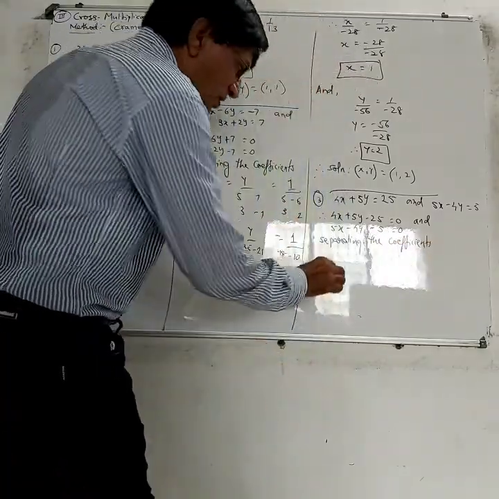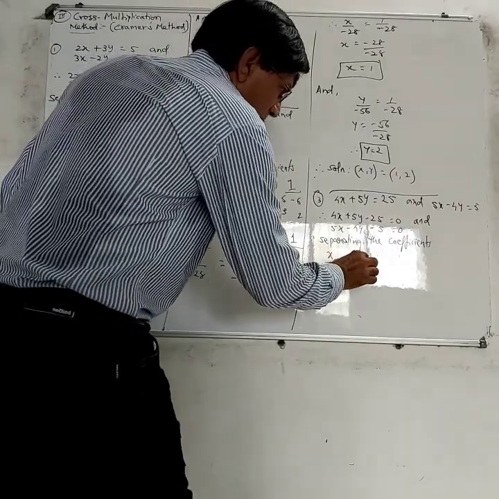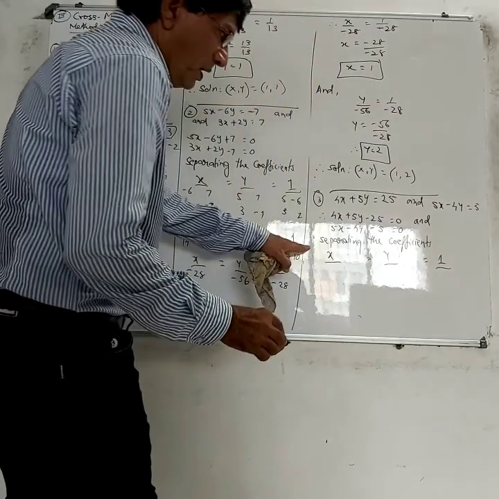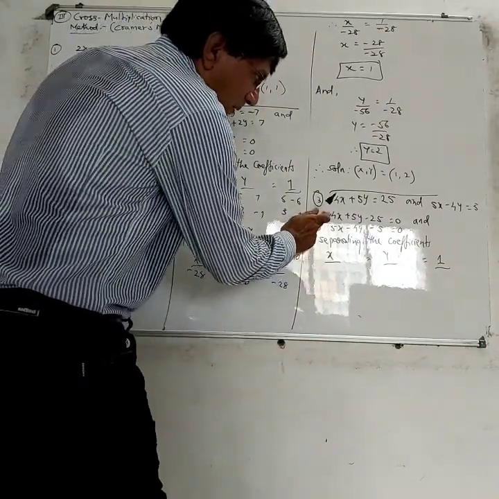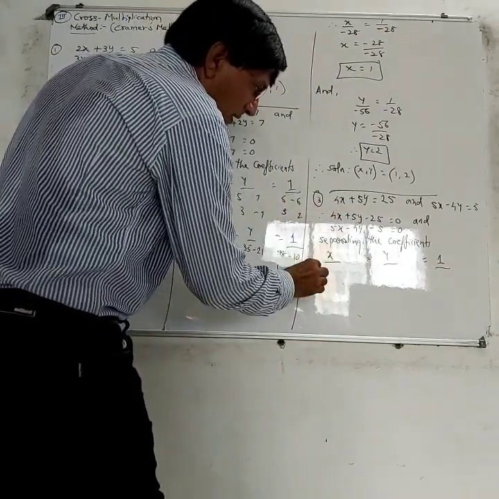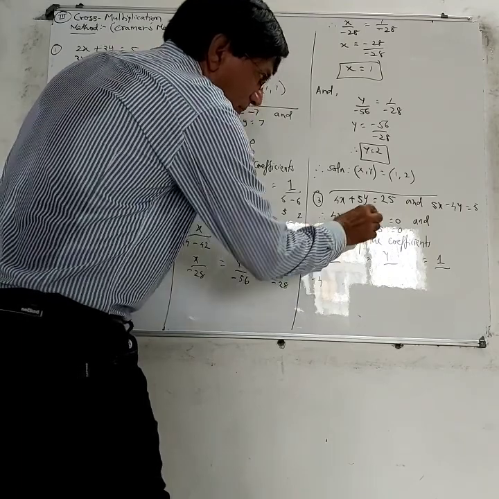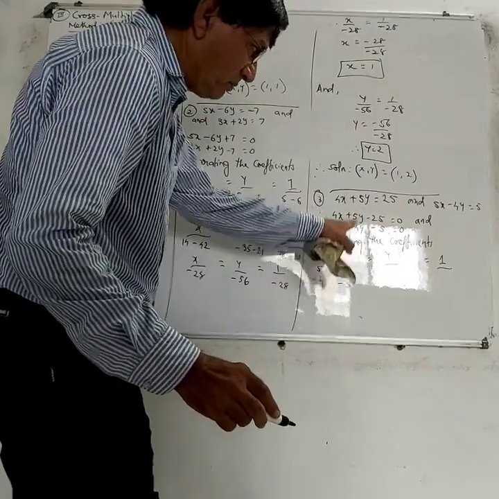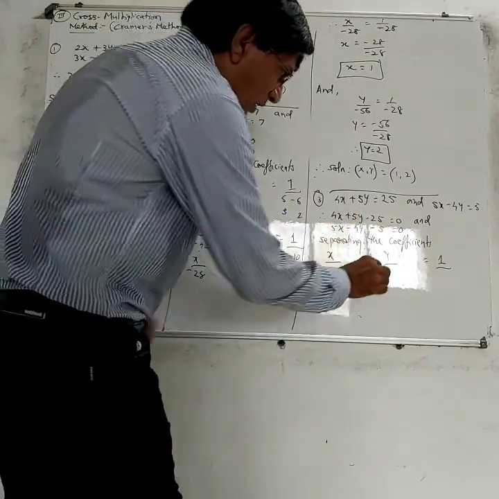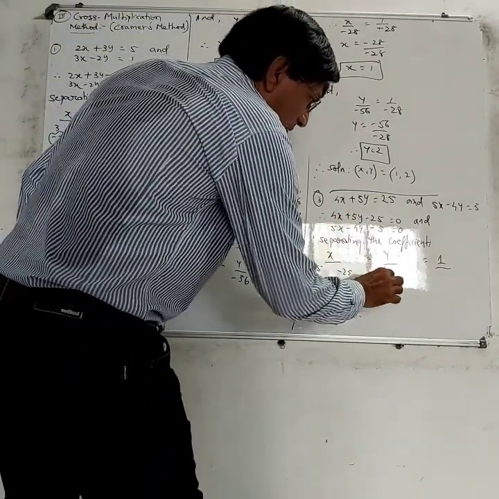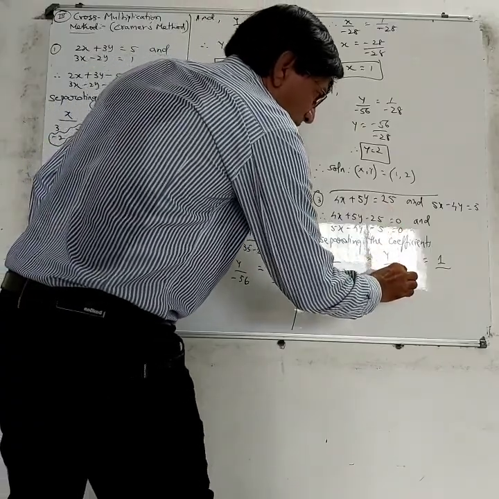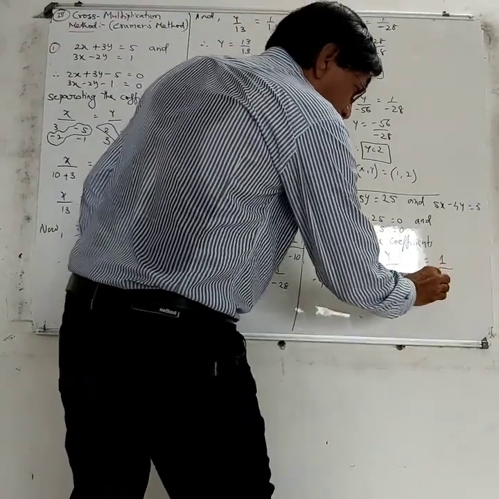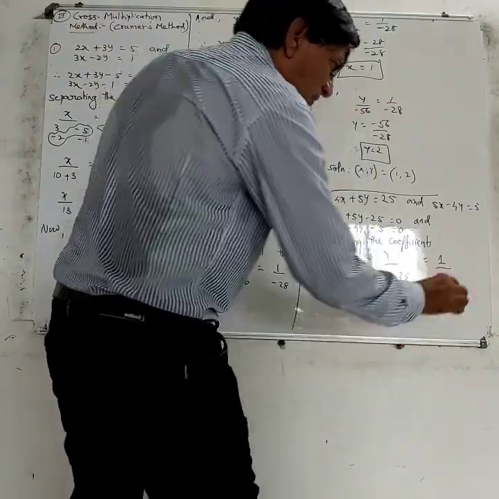If you separate the coefficients: x, y, 1. For x, 4 and 5. But don't write 4 and 5. Remember, 5 and minus 4. Minus 25 and minus 5. Then y, forget about y. Use 4 and 5. 4, 5, minus 25. Be careful with the minus sign. And with 1, 4 and 5. 4, 5, 5 and minus 4.